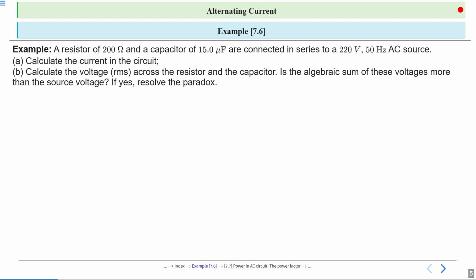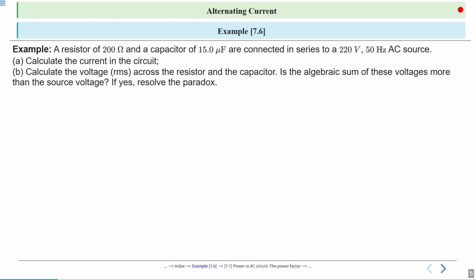So you have to calculate the current in the circuit. Which current? It is not mentioned, so I RMS. Calculate the RMS voltage across the resistor and the capacitor. Is the algebraic sum of these voltages more than the source voltage? So firstly you have to calculate the RMS voltage across the resistor and capacitor. Then you have to take the simple algebraic sum of both these voltages, and compare it with the source voltage.